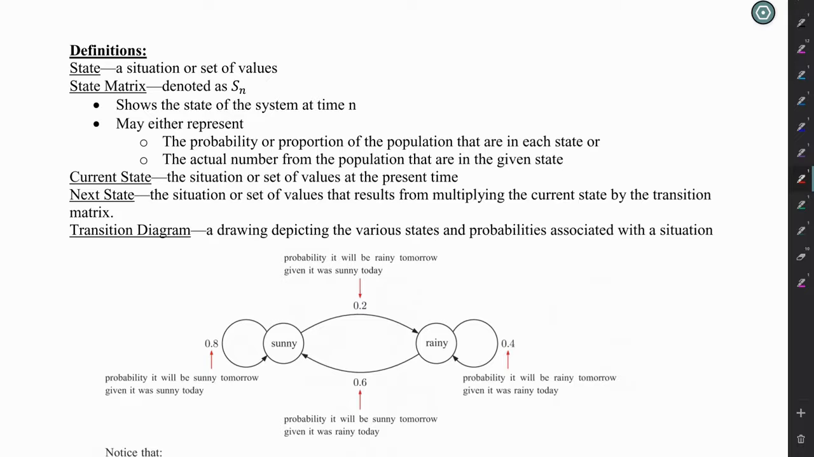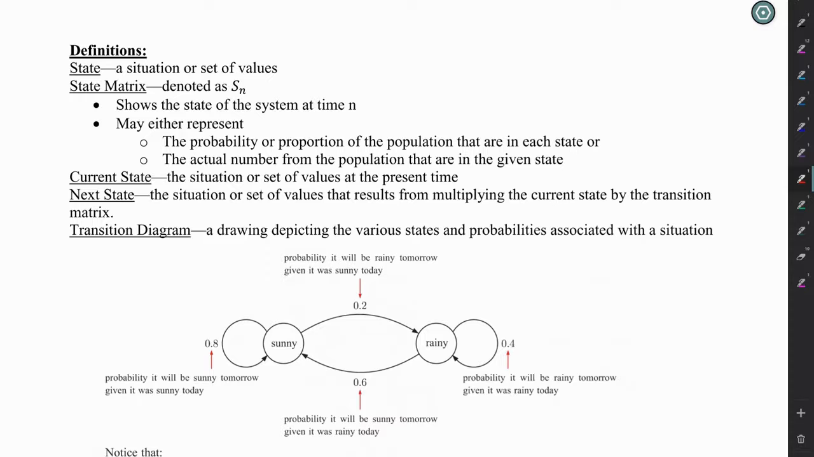A state matrix is denoted as S sub n, where S sub 0 would be the initial state, S sub 1 would be the state after one transition, S sub 2 after two transitions, and so on and so forth. What the state matrix does is show the state of the system at any time n. It may either represent the probability or proportion of the population that are in each state, or the actual number from the population that are in the given state.